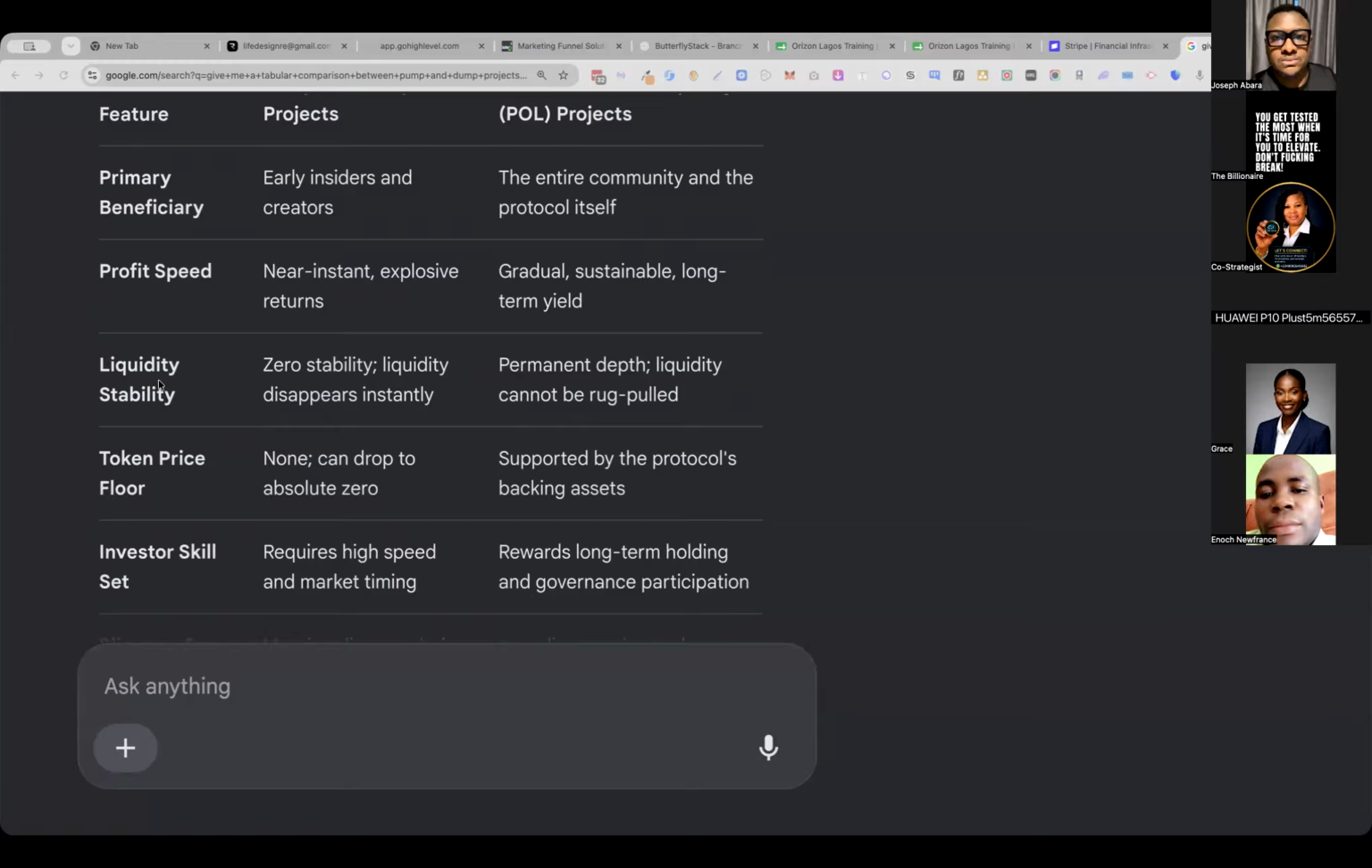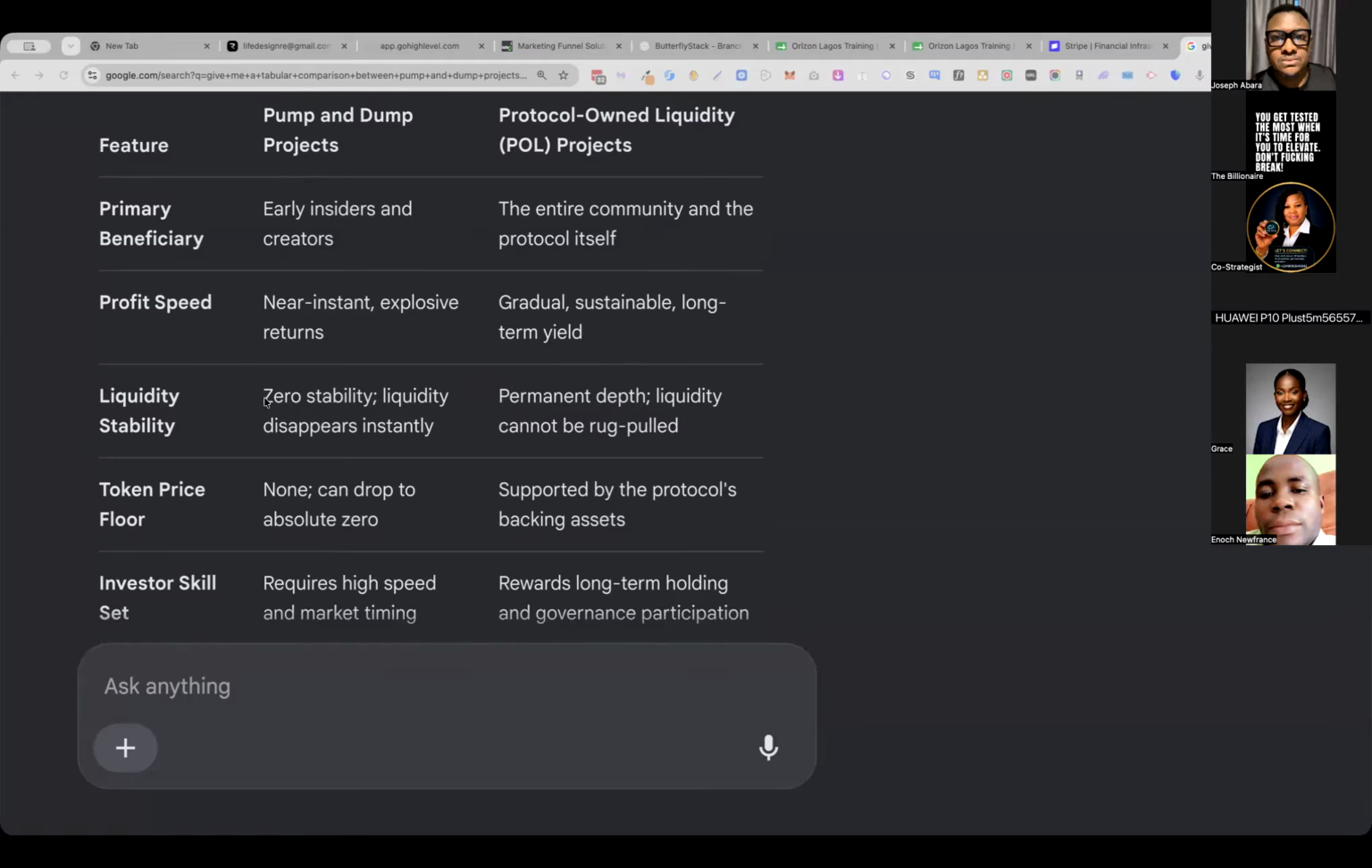Liquidity stability. As you see, liquidity matters now. What's the liquidity stability of a pump and dump project? The answer is 0. Liquidity disappears instantly because it is in the hands of individuals. It does not belong to the project. It can belong to the project owner, but the same way, the project owner can remove the money at any time. What is the liquidity stability of a protocol-owned liquidity project? It's permanent. You need to understand the benefit of this: because the liquidity is permanent and does not go away, there's a soft price floor for this kind of project. Price floor means that the price cannot crash below a certain threshold.